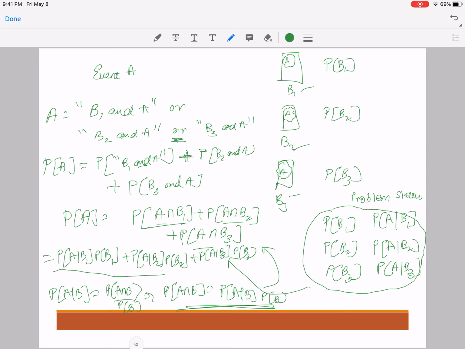So using this equation, which is my law of total probability, I can solve probability problems that relate to the law of total probability. You can pause your video here, or you may want to revisit this entire slide one more time before we proceed any further.